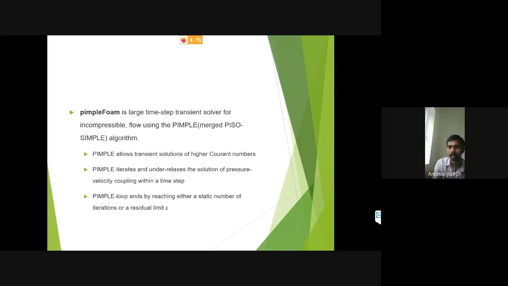That means we can specify some number of iterations, and the loop stops when that particular value is reached. Or we can give some residual value, say 10 raised to minus 6 or 10 raised to minus 5. Then the iteration stops only when that residual value is reached.